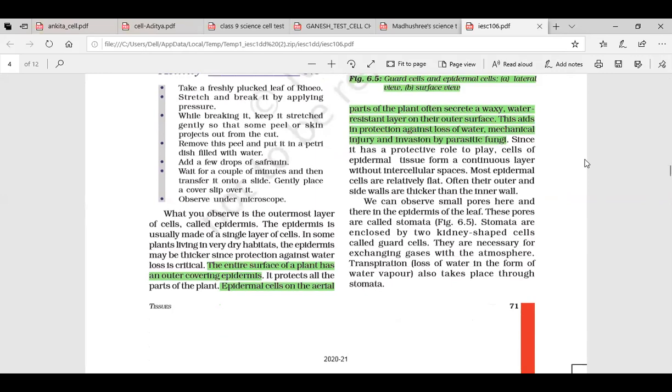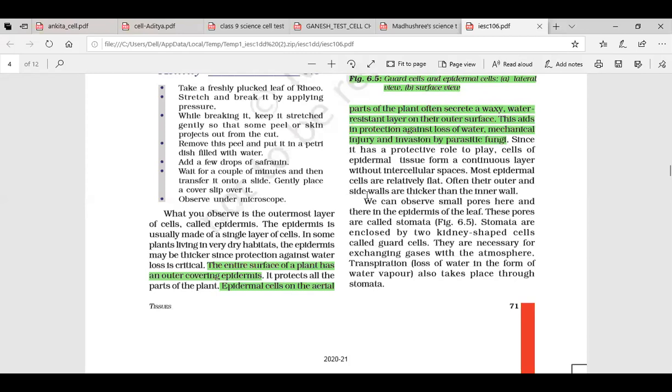These are important parts. Since it has a protective role to play, cells of epidermal tissue form a continuous layer without intercellular spaces. So in between epidermal cells, intercellular spaces are not present. Most epidermal cells are relatively flat. Those are the functions we have learned; now the structure: no intercellular spaces, and cells are flat.